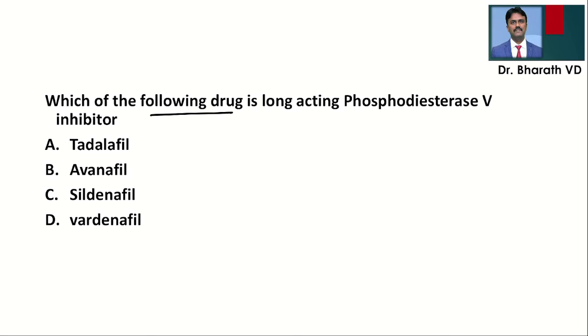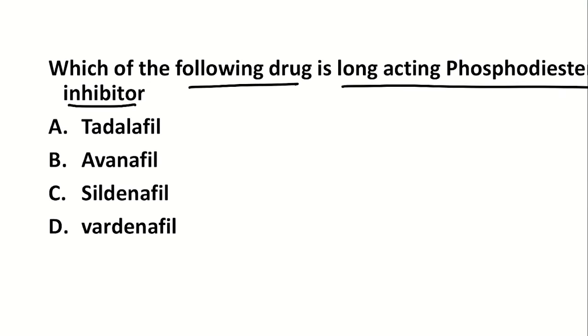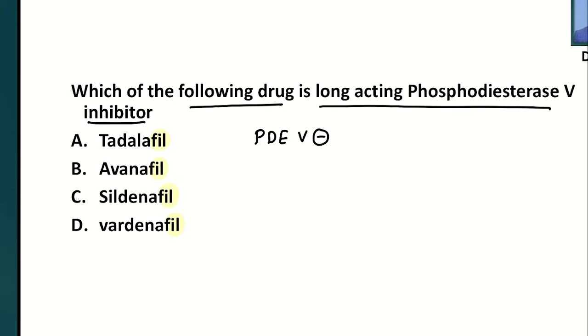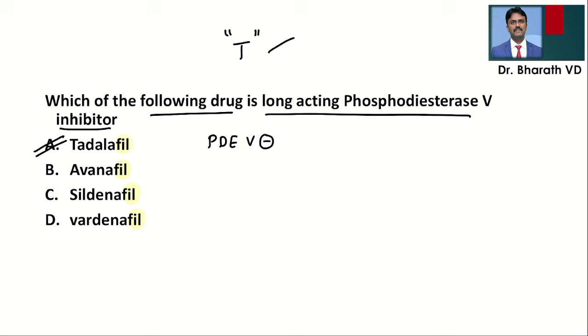Which of the following drugs is a long-acting phosphodiesterase 5 inhibitor? Please remember one thing. Anything ending with fil, tadalafil, avanafil, vardenafil, all these are phosphodiesterase 5 inhibitors. They are asking for the longest acting. Remember, in pharma, if you don't know anything, usually any drug starting with T will be longer acting. So here the answer will be tadalafil, which is the longer acting. Let me give one more example. Which ARB is the longest acting? The name is telmisartan. Like that, most of the drugs starting with T are usually long acting if you don't know.